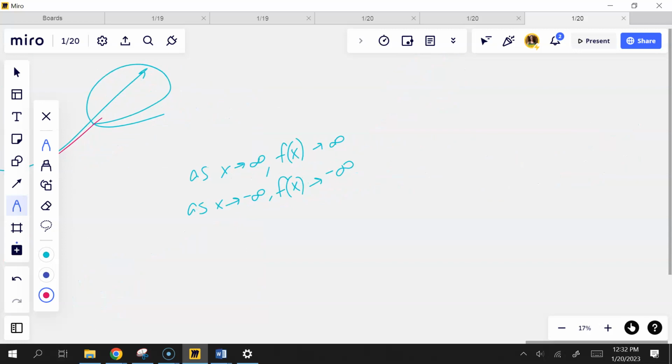Did we talk about symmetry in algebra 2? Even and odd, the rotational versus the reflectional.